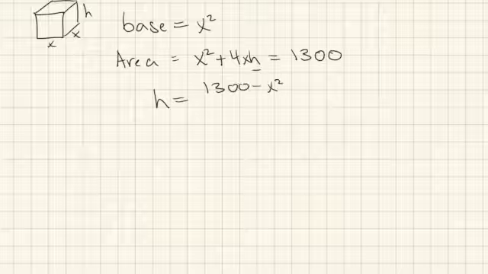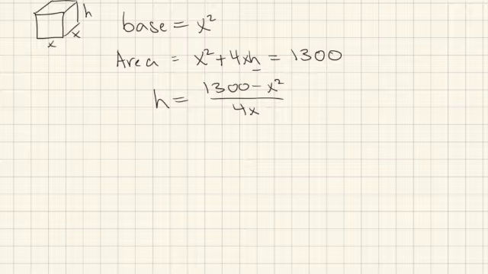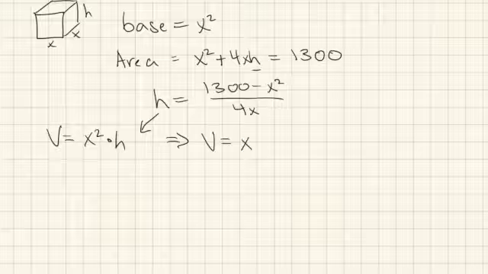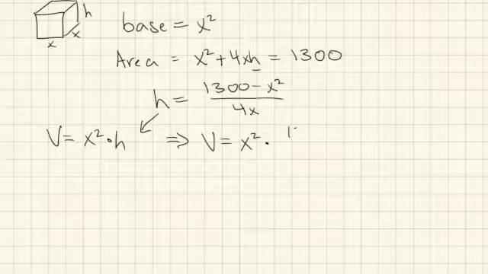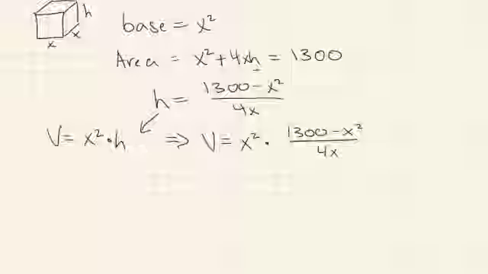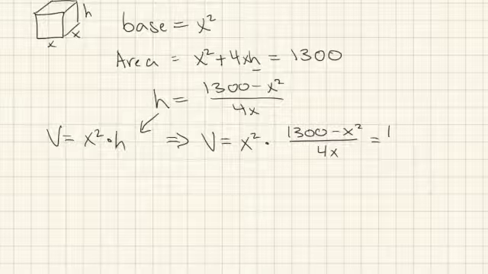And now we'll solve the constraint for h. And once we isolate h, we get 1,300 minus x squared all over 4x. Now moving forward, we will be using the volume of a box, which is v equals x squared times h, and we can substitute the h we just got into the equation, which leaves us with v equals x squared times 1,300 minus x squared all over 4x.